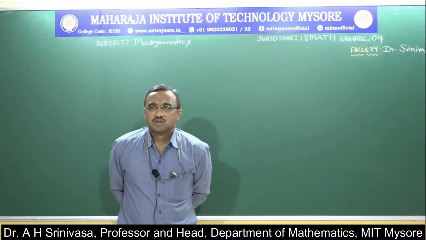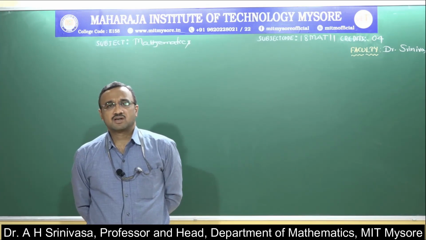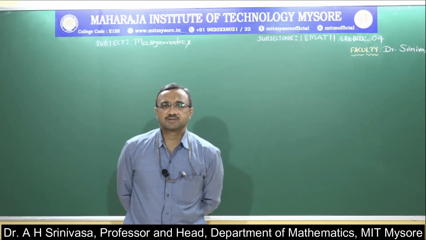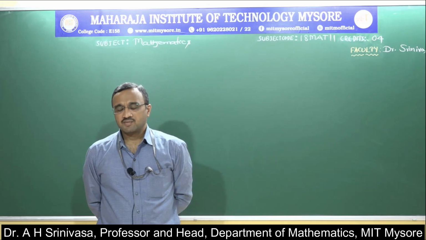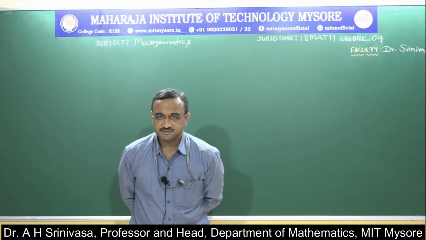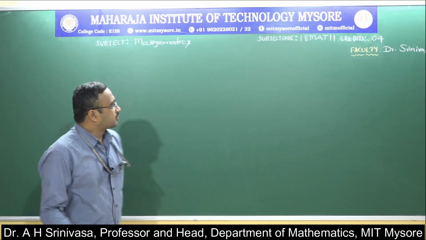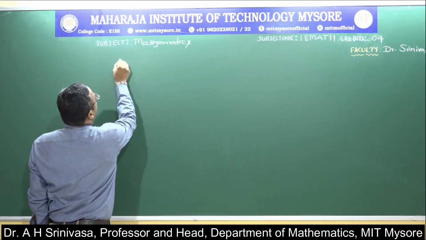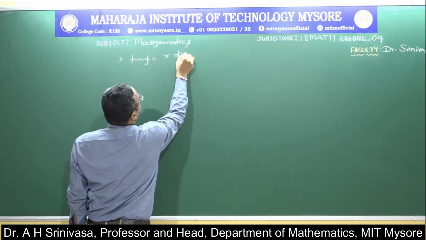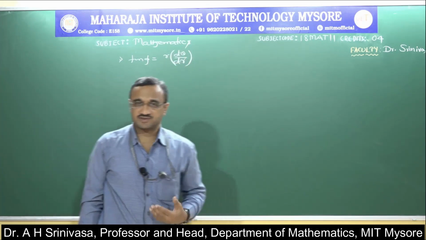Welcome to all. In the previous video, that means last class, we discussed polar curves. In that, we derived one important theorem, the angle between the radius vector and a tangent. In that result, we obtained tan phi equal to r into d theta by dr. So this is one of the results we extracted in the previous class.